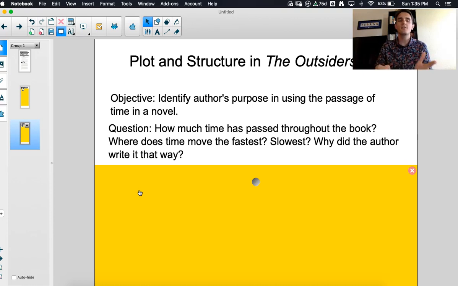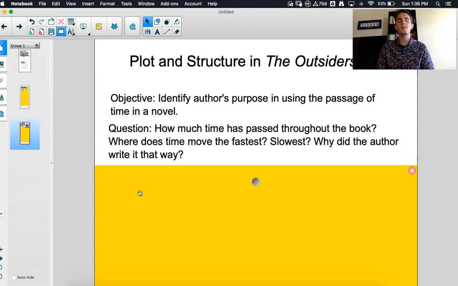So our objective for this lesson is going to be identifying the author's purpose and using the passage of time in a novel, because we've seen probably by now that our authors don't write most stories to take place in the course of a day. There are some stories that do that, but most will have it take place over a series of time, and we're going to kind of talk about why they might choose to do that.